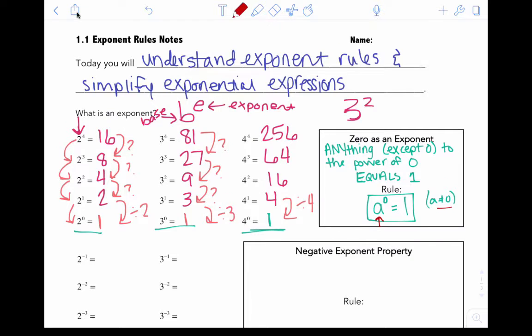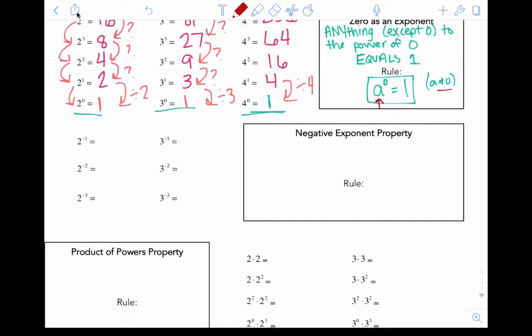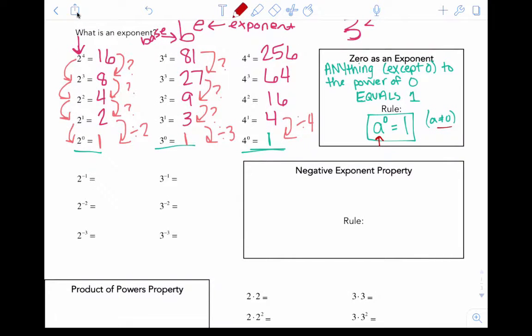All right, let's go ahead and go on to the next one. We have the negative exponent property. So we're going to use this pattern that we were just working with, and we're going to continue on. To get from a power of 4 to a power of 3, and then a power of 3 to a power of 2, and then a power of 2 to a power of 1, and then a power of 1 to a power of 0, over on the left column, when our base was 2, all we did was divide by 2 every single time.